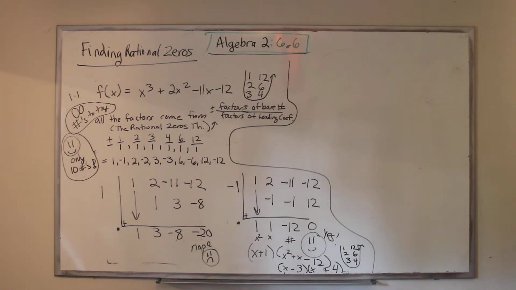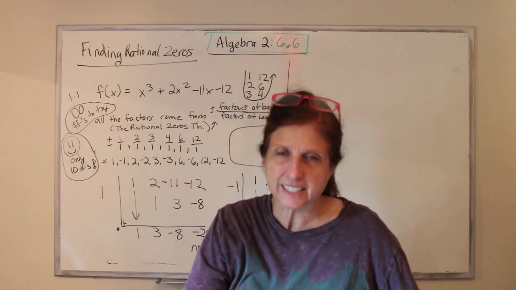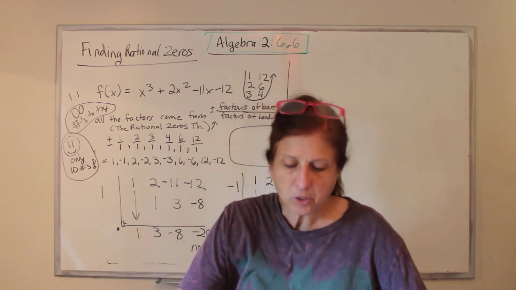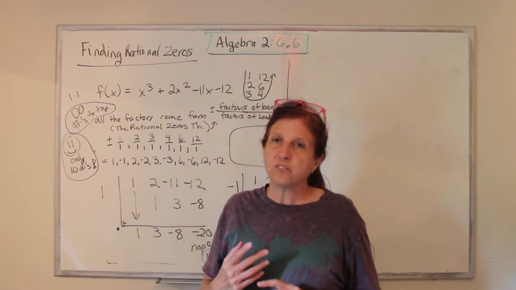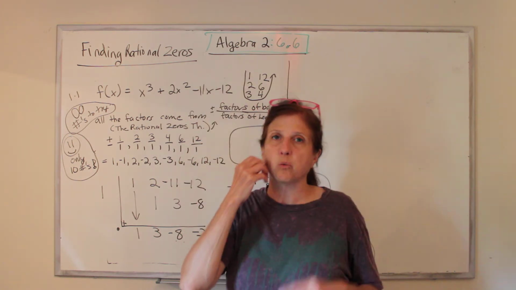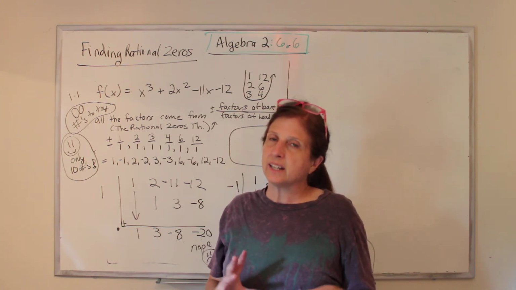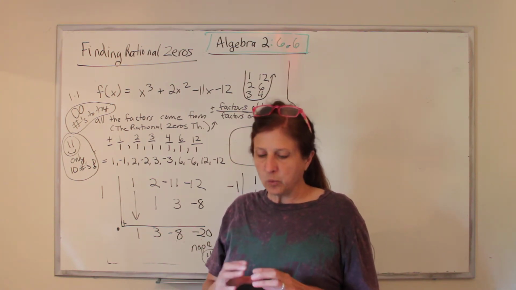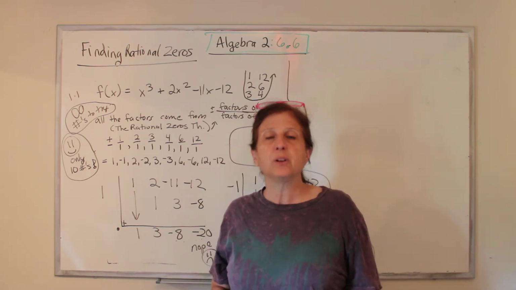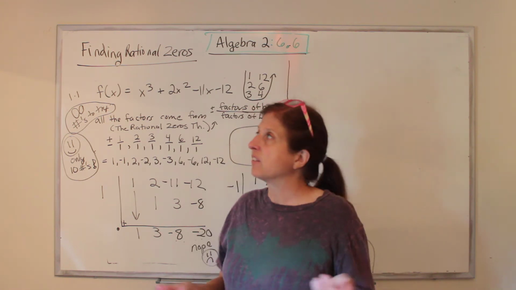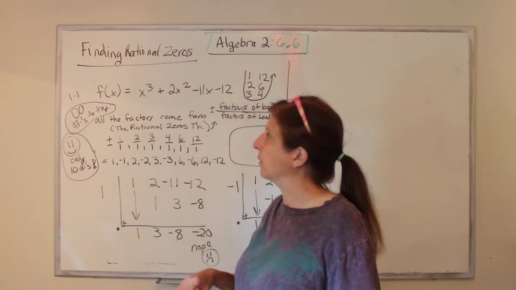Welcome back to Algebra 2, Chapter 6, Section 6 in this book. We're going to continue with our ideas of synthetic division, called finding rational zeros. If you remember last time, we did a synthetic division and found that the remainder was 0, so we knew that it was a factor. So this is a way to find factors, and I'll explain the wording a little bit more.